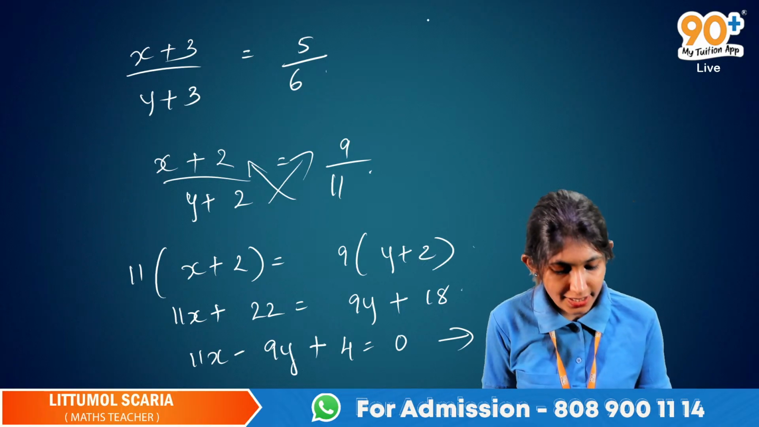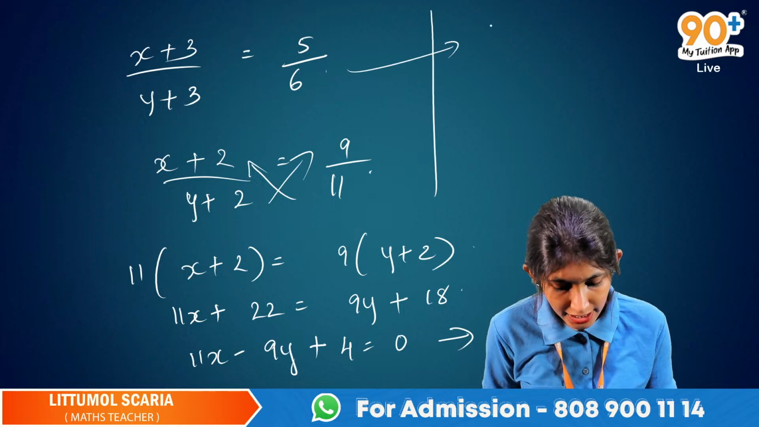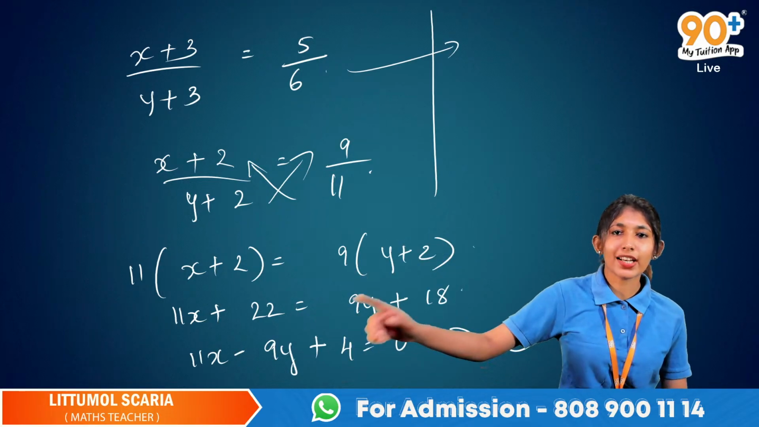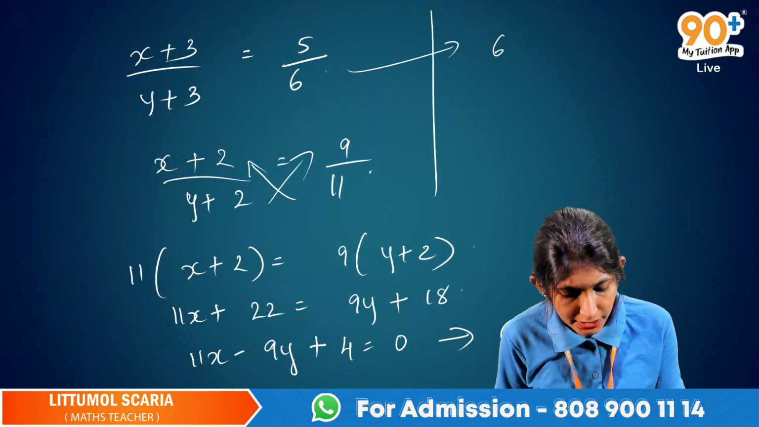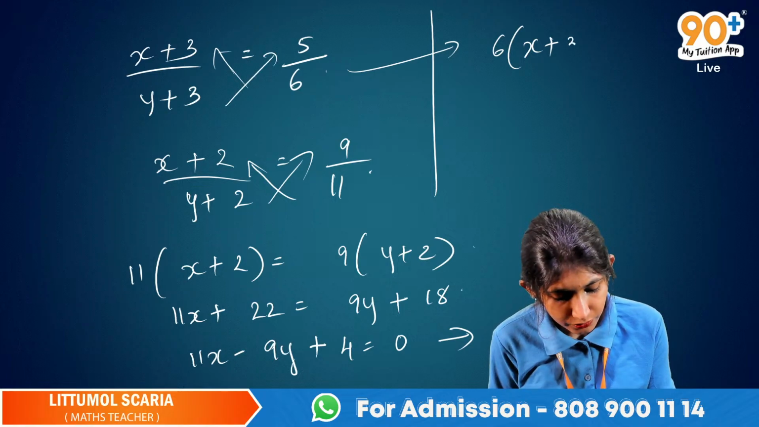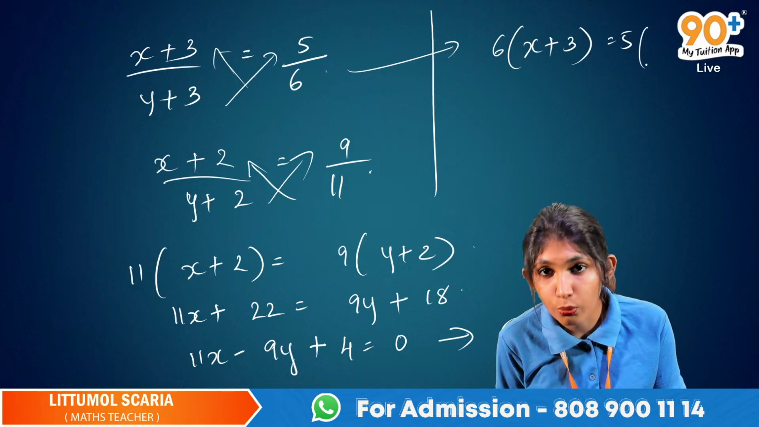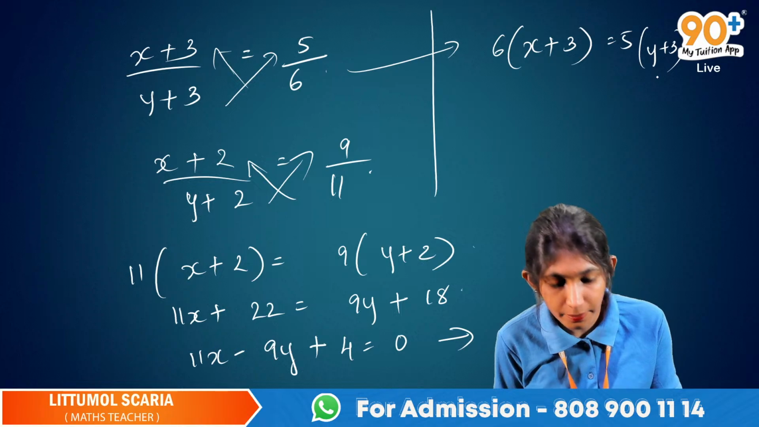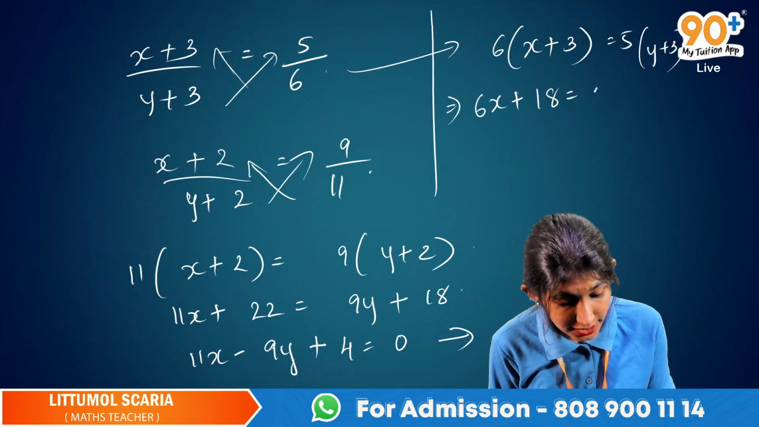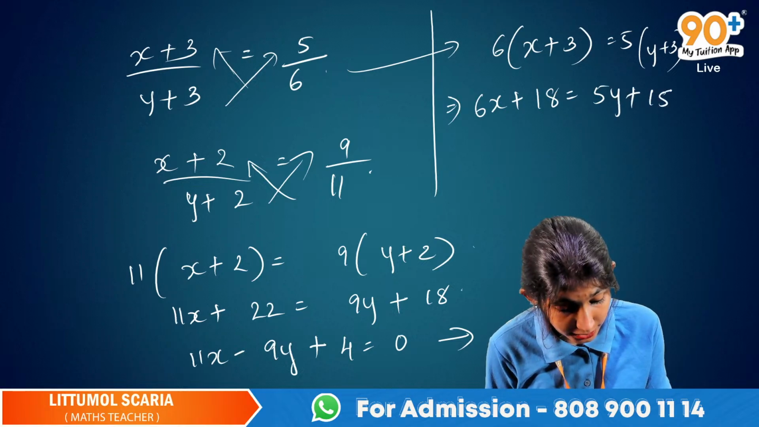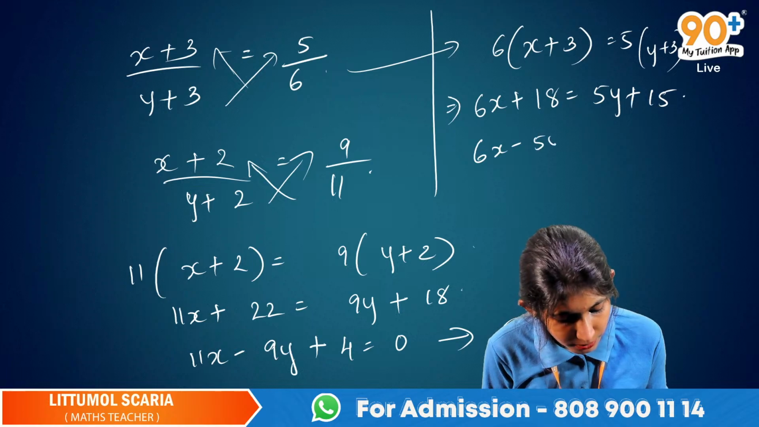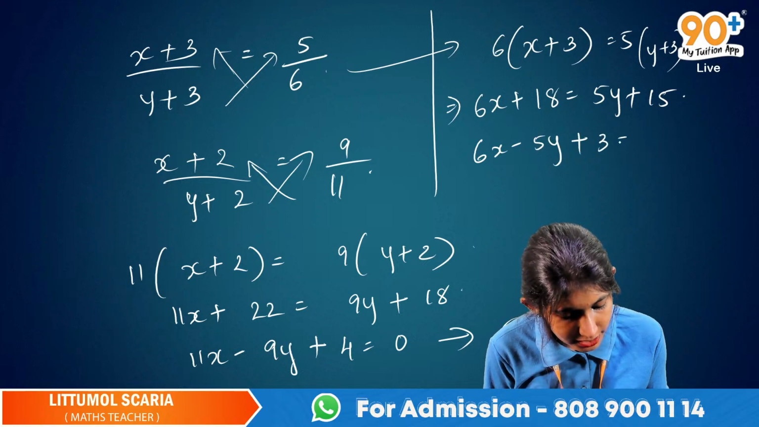Second equation is x plus 3 by y plus 3 is equal to 5 by 6. Again, fraction. Remove the fraction. Do cross multiplication. 6 into x plus 3 is equal to 5 into y plus 3. What do we get? 6x plus 18 is equal to 5y plus 15. Again, standard form: 6x minus 5y plus 3 is equal to 0.